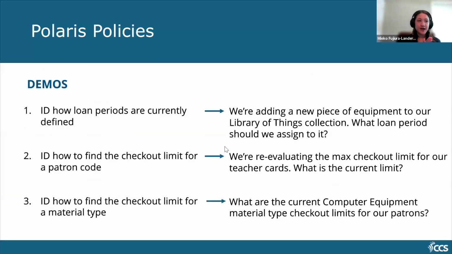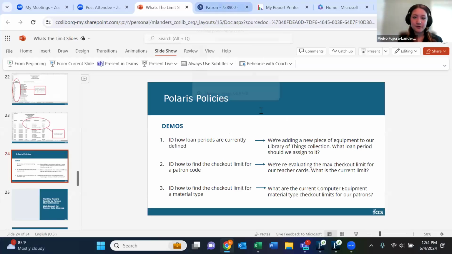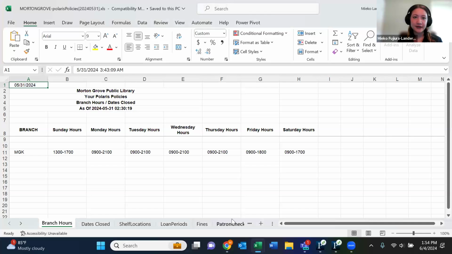So again, I've got some use scenarios that I'm going to demo framed around these questions. I'm going to use the report to identify how loan periods are defined. We're going to identify how to find the checkout limit for a patron code and how to find the checkout limit for a certain material type. And I will also point out some visual flags if there are any policies that need to be cleaned up, maybe. Okay. So again, I'm going to jump over to a report here.